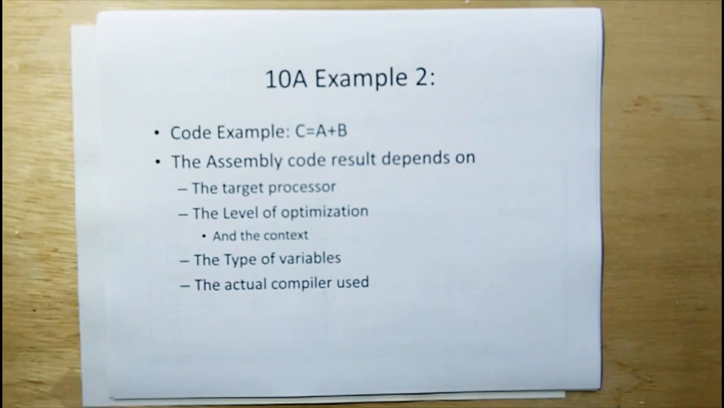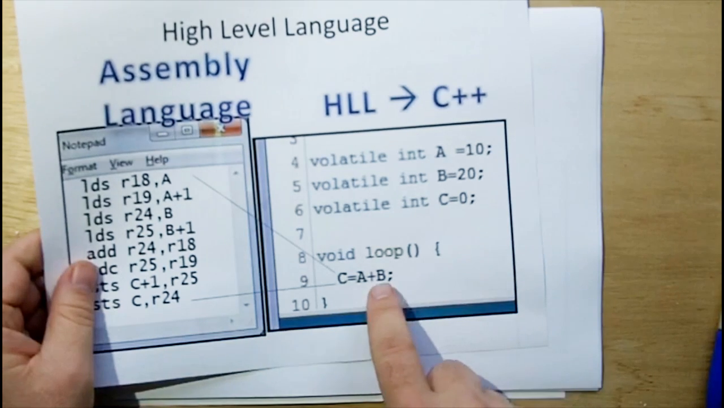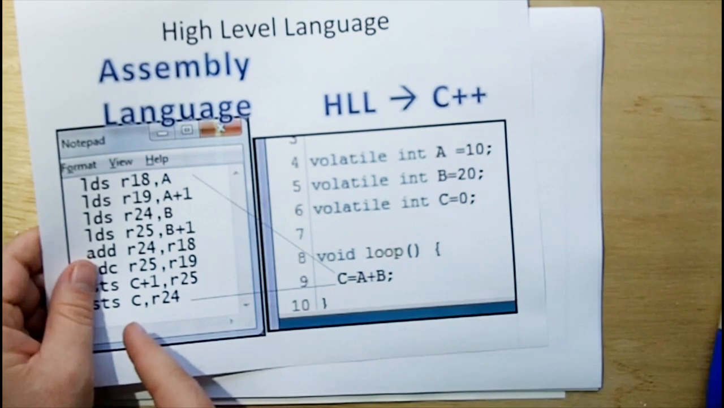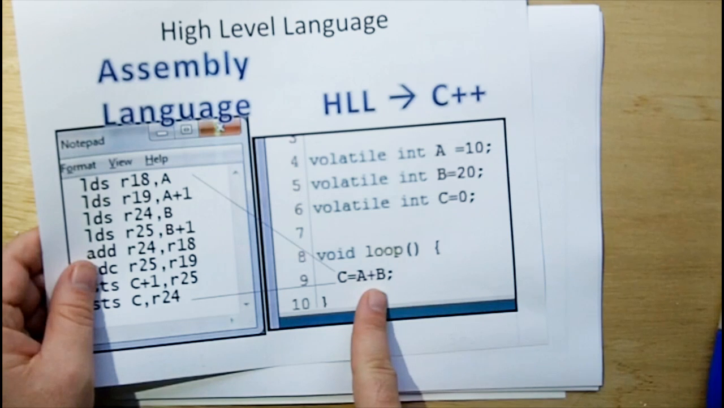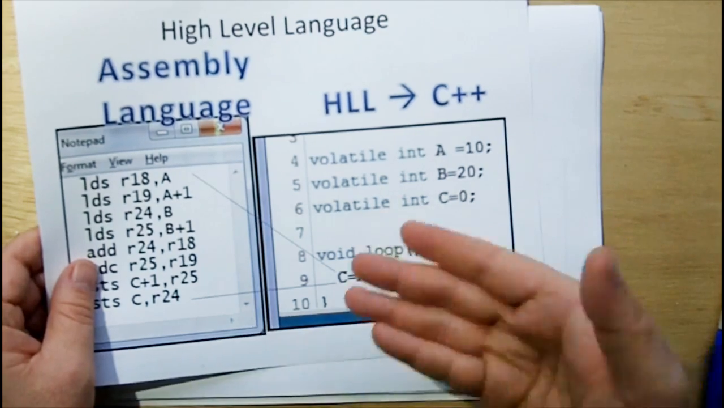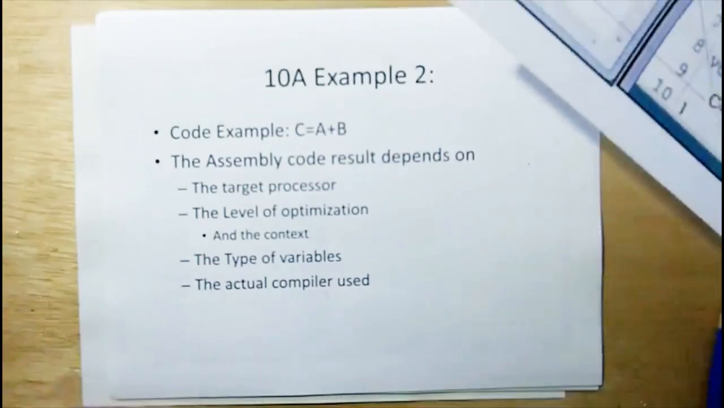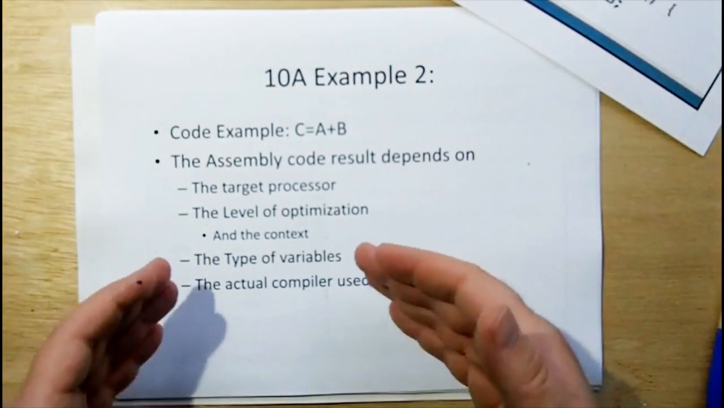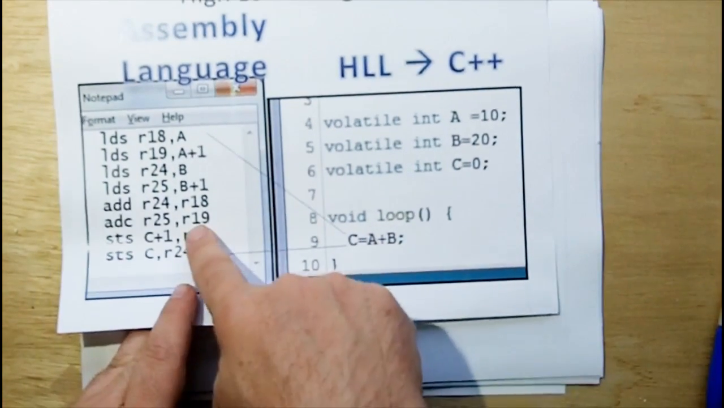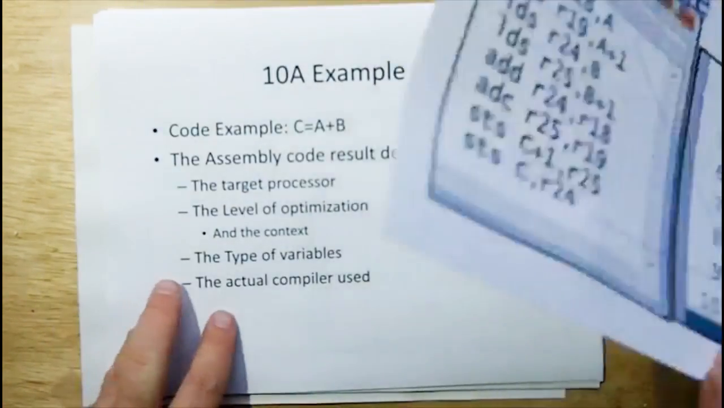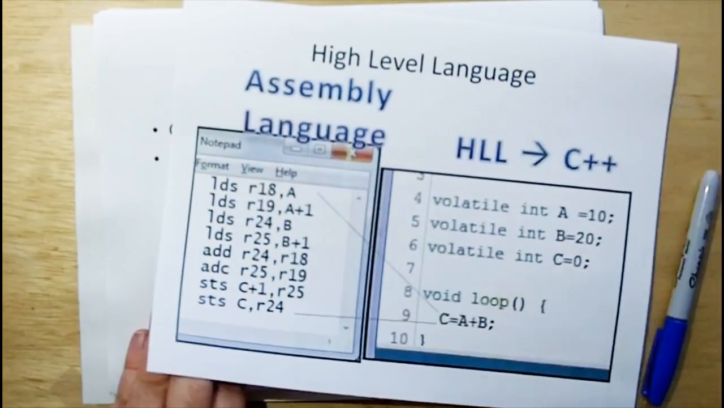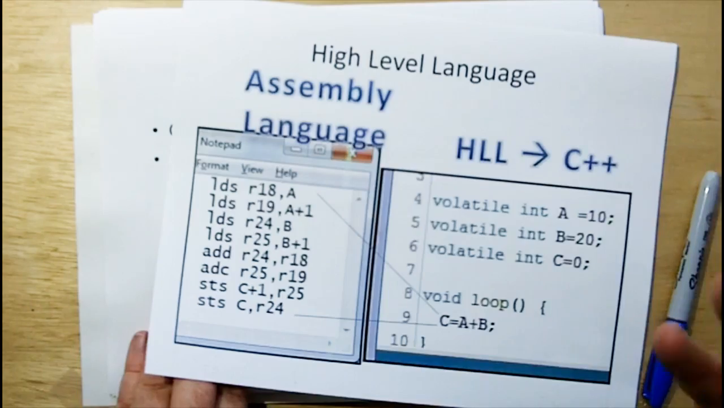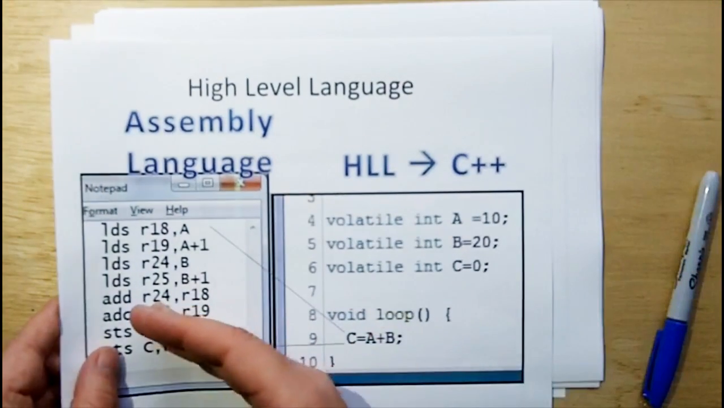For example, if I go back to the code example for C++ and try to discern what C equals A plus B is just from this knowledge, I have no way of knowing what the answer is, because this could be on a different processor. It might be different depending on the optimization level the compiler was set to. There's a lot of information that's not here: the target processor, the level of optimization, the context this line of code is in, and the type of variables. If these were floating point, that's going to be a completely different set of instructions. And there's the actual compiler used. Arduino uses a GNU compiler, but what if you had another compiler? So trying to go from a higher level to a lower level is problematic.